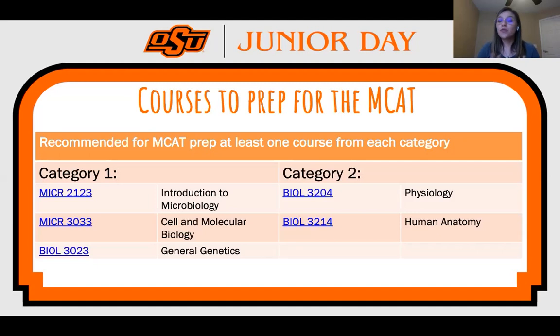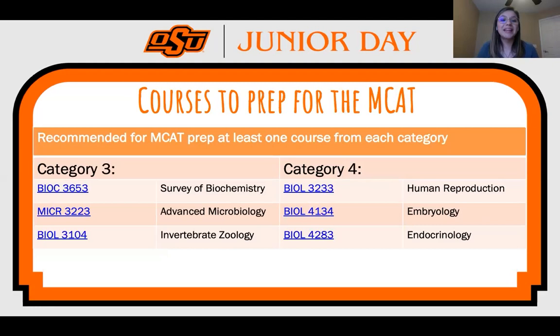So you have to take one of each category. With category one, we have intro to microbiology, cell molecular biology, general genetics. We have physiology, human anatomy. So again, these are courses that you will have to take if you want to go on to the health field. Survey of biochemistry, advanced microbiology, integrative zoology, human reproduction, embryology, and endocrinology. So just to give you an idea of what your degree will be like if you want to go on to medical school or maybe dentistry, optometry, anything like that.